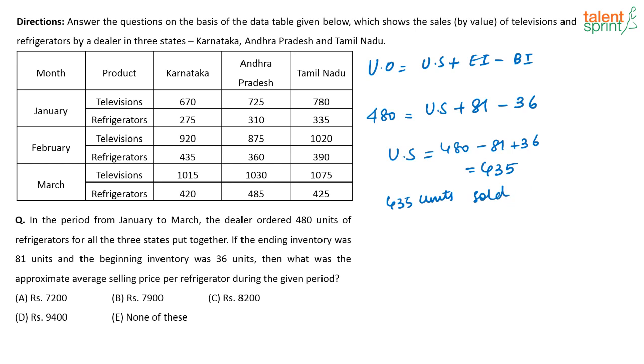What is the question? What was the approximate average selling price per refrigerator during the given period? Again, a calculative question, but this question is not that calculative if you have got the total sales of the refrigerator in the previous question itself. See, what have they asked? The approximate average selling price per refrigerator during the given period, and the period is January to March.